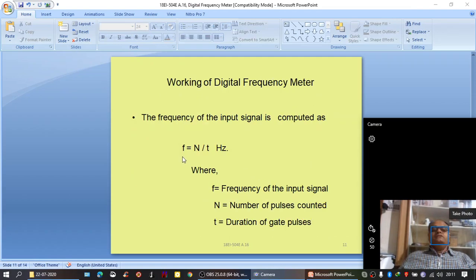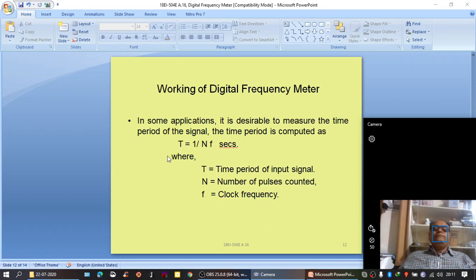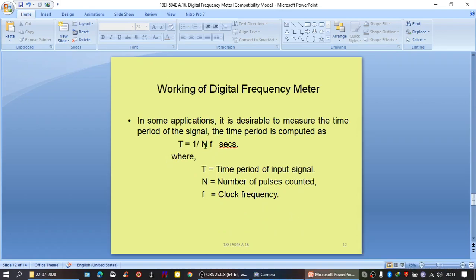Just inverting this, when you invert this, it is T by N. Instead of writing T, it can be written as 1 by F. What is 1 by F? It is the gating pulse frequency. What is this F? This F is the frequency of the unknown signal, right? Time period of the input signal, number of pulses counted, clock frequency.